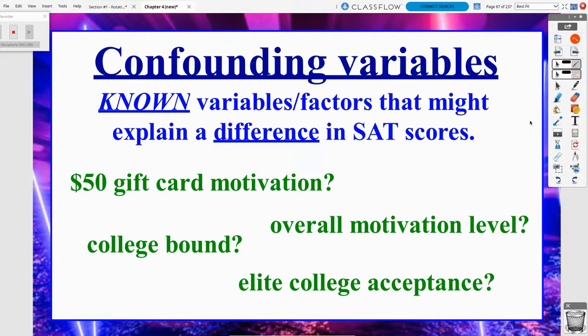We could have students that are college bound, those that want to get into any kind of elite college. They have to have a certain SAT score to get in or to get a certain scholarship to go to this college. So they may be more motivated for a variety of reasons, whether it's monetary, or just overall your personality that you are a very motivated person, or it could be college related, why they are motivated to do better on the SAT.